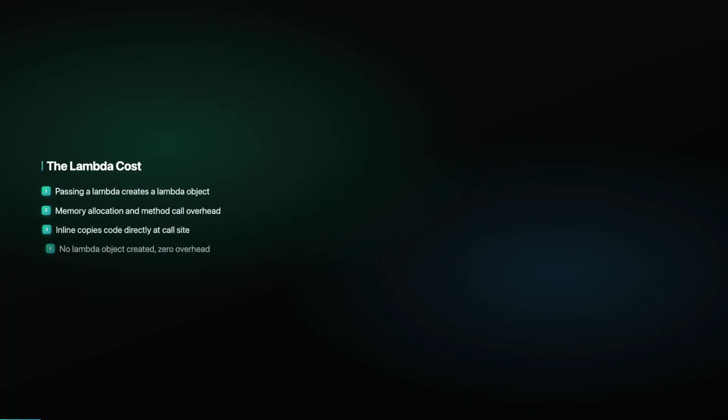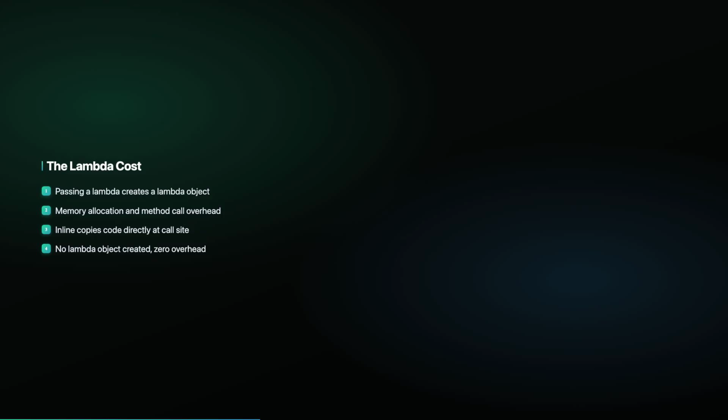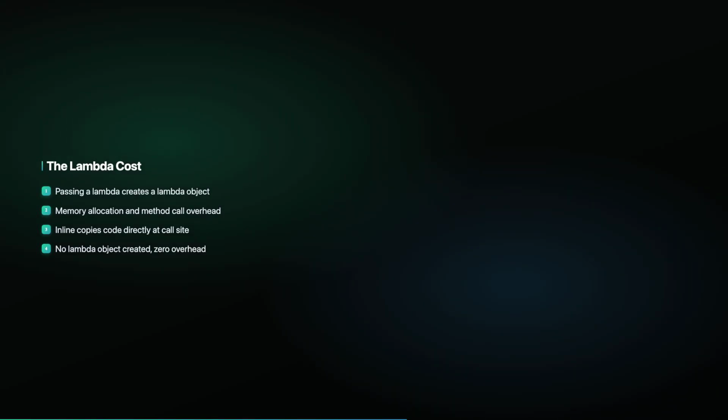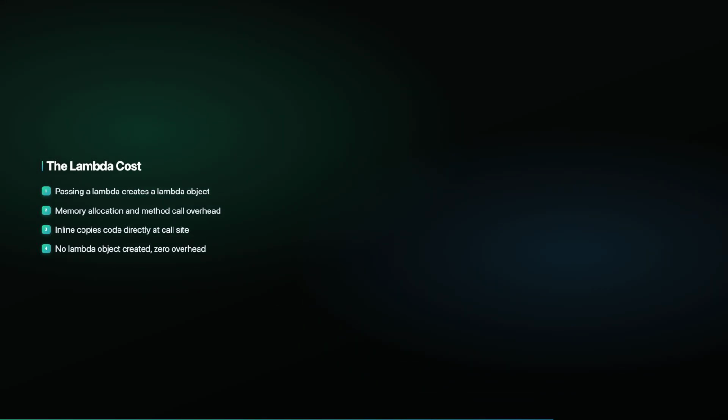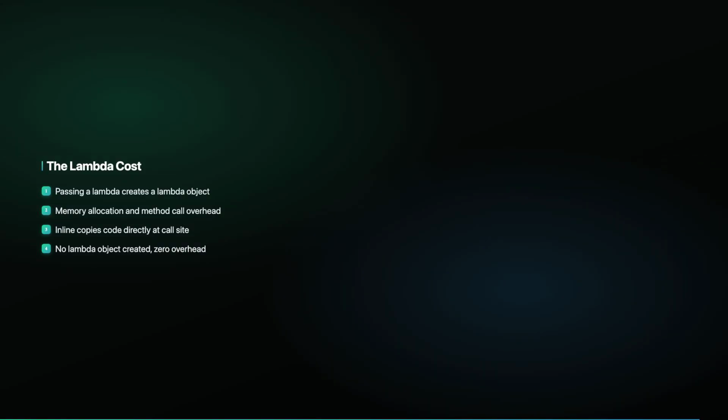When you pass a lambda to a function, Kotlin creates a lambda object behind the scenes. This costs memory allocation and method calls. An inline function solves this. The compiler copies the function body directly at the call site. No lambda object is created. No extra overhead. Just the raw code.